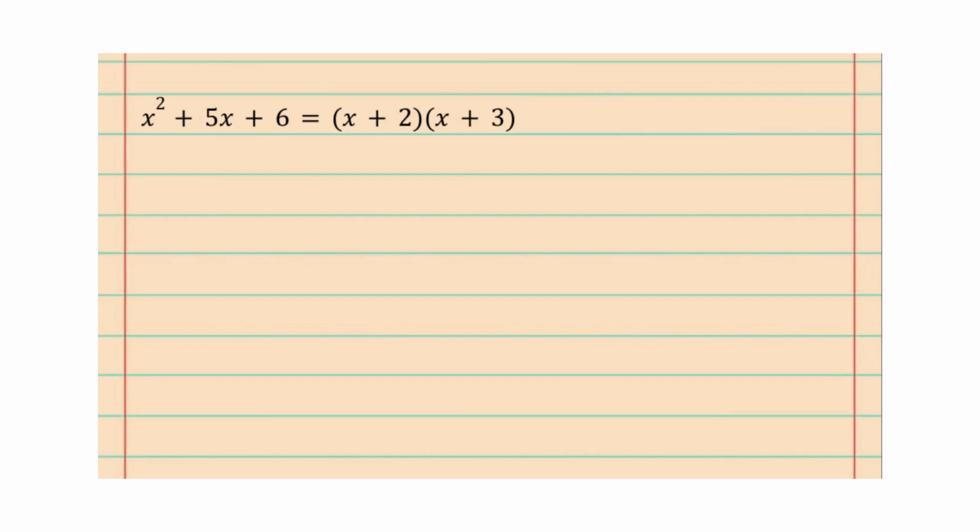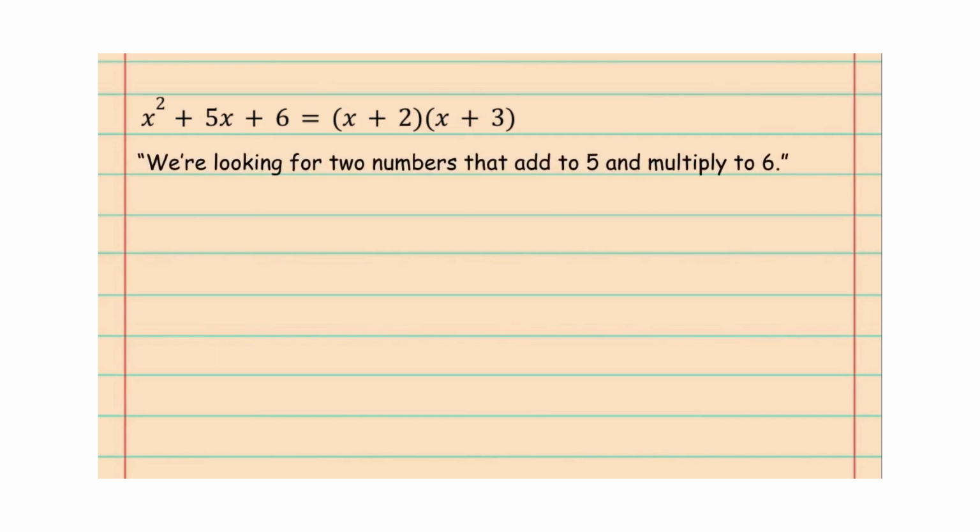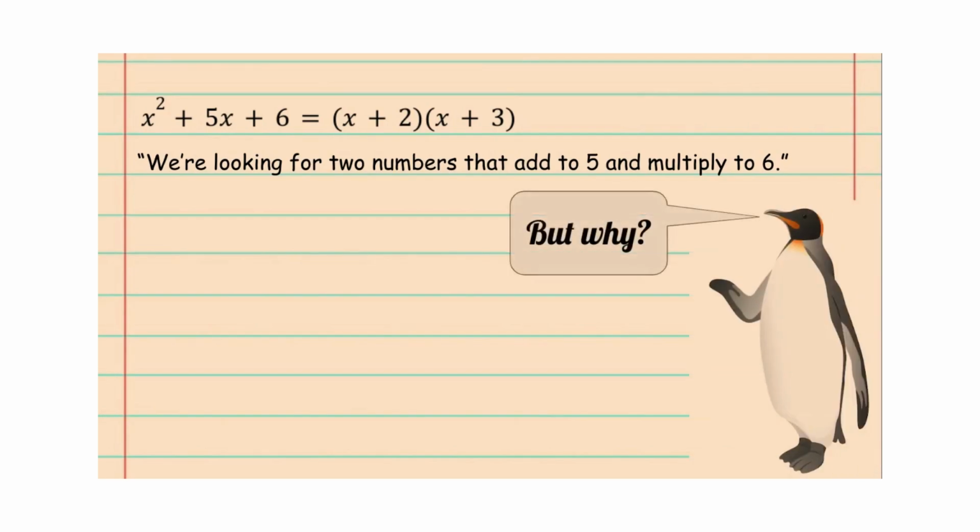Well, you may remember your math teacher saying something to this effect. We're looking for two numbers that add to 5, that's this 5 right here, the coefficient of x, and multiply to 6. Well, that's cool and all, and those numbers would be 2 and 3, but if you're like Mr. Penguin here, you might want to know why that's the case.